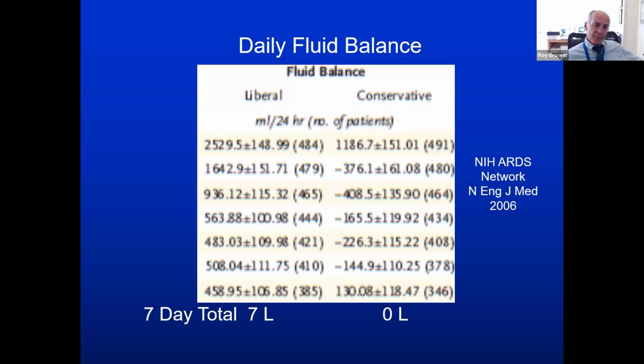These are the cumulative fluid accumulations in 2 patients randomized to receive either a liberal fluid strategy or a conservative fluid strategy in patients with ARDS over 7 days. The liberal strategy, called liberal, but it actually resembled usual care. These patients accumulated 7 liters of fluid over 7 days. In contrast, patients in the conservative fluid strategy over 7 days accumulated 0 liters of fluid.